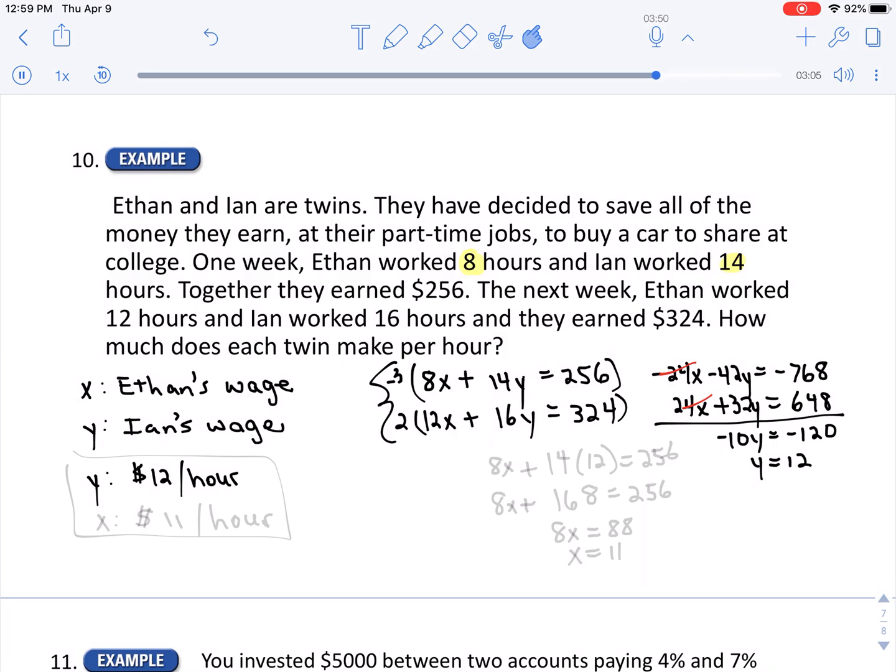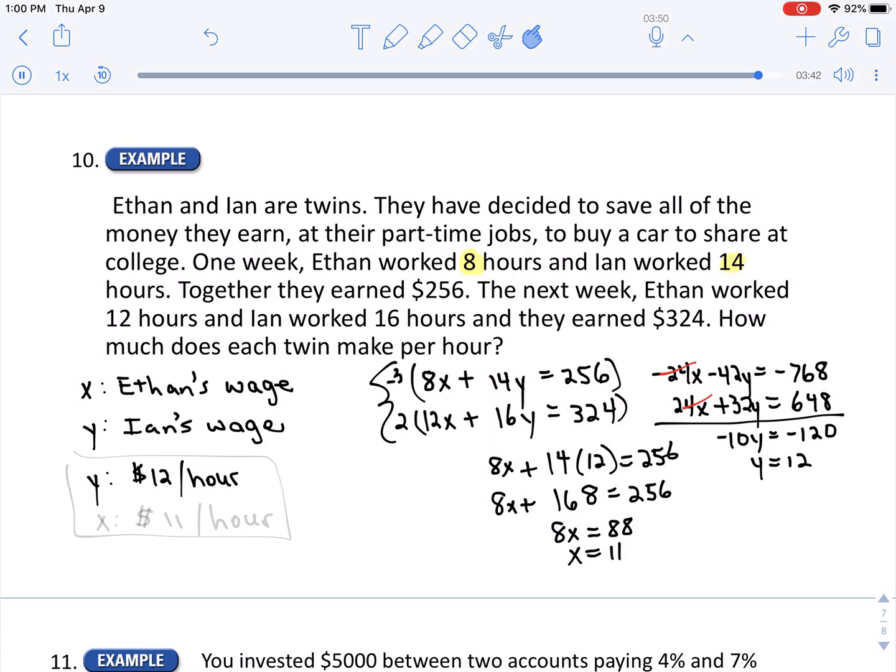All right, now we're going to substitute in that Y into either one of the original equations. So I'll take it into the second one. So I get 8X plus 14 times 12 equals 256. So I get 8X plus 168 equals 256. Now I subtract 168 from both sides, and I get 8X equals 88. Divide both sides by 8, and I get X equals 11.